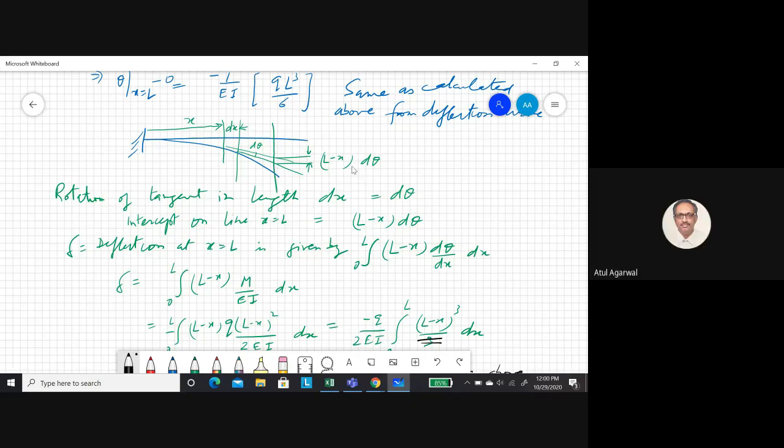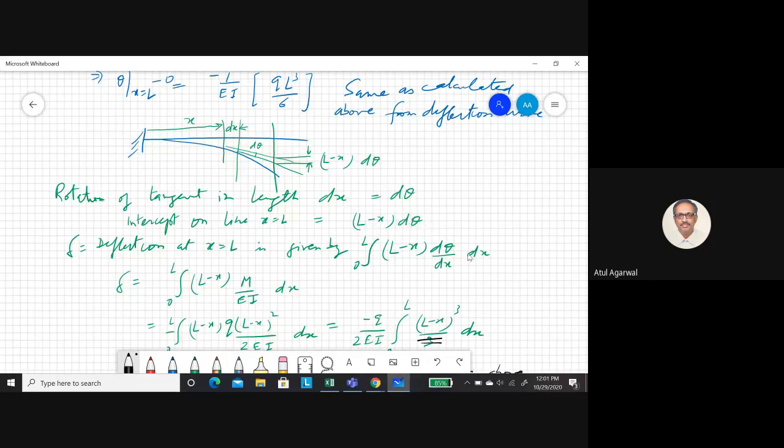This is simple, your ds is equal to r d theta stuff. Here your length is L minus x and rotation is d theta. And arc is equal to chord because the angles are small. So the intercept is this. You want total deflection, so you have to integrate from 0 to L. Your rotation is happening from 0 to this maximum value, so you have to do this integration over the entire length.